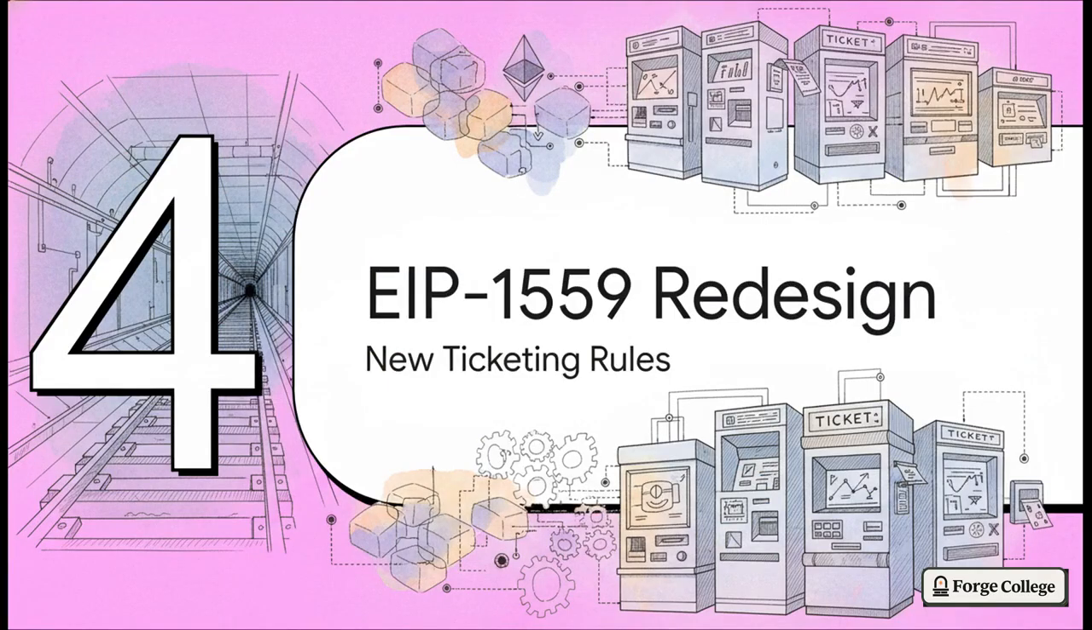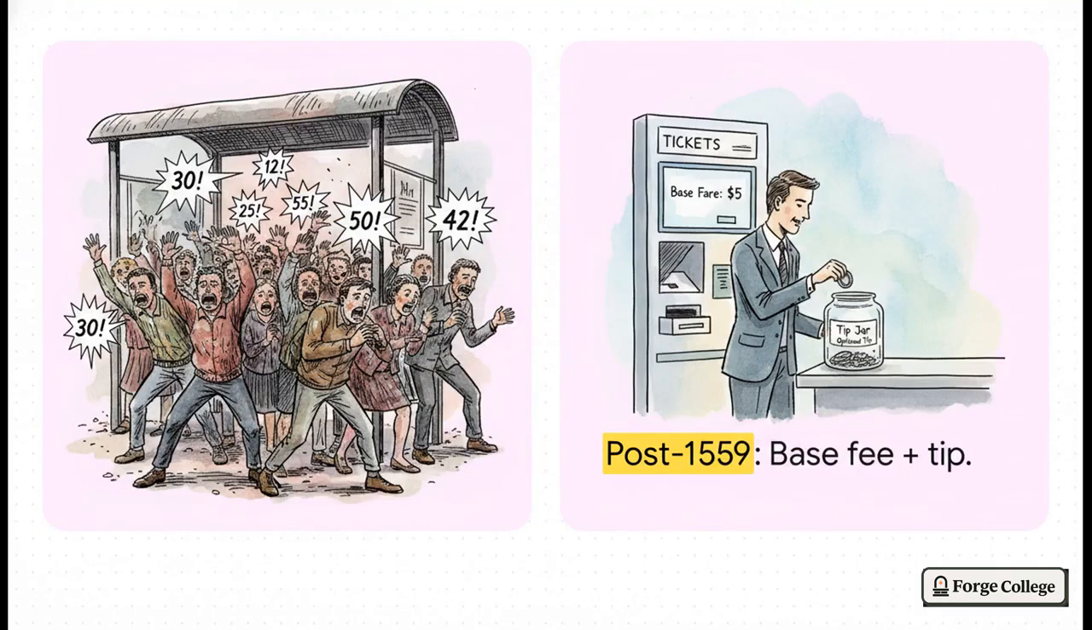All right, on to Section 4, the EIP 1559 redesign. Let's look at the new ticketing rules. So we know how user demand changes the prices, but what happens when the transit authority decides to completely rip out the ticketing machines and change the rules?